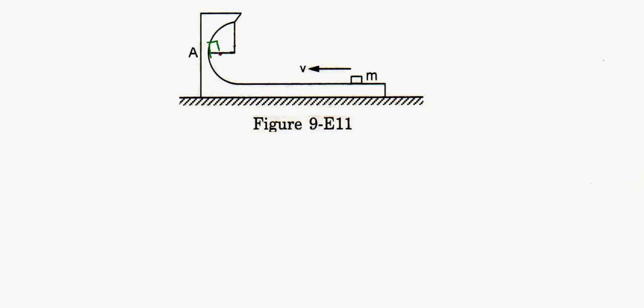When the smaller block reaches the point A, let's put an observer at the point A. The observer will find that the block is only moving vertically upwards, that is, not having any horizontal velocity. So the velocity of small m with respect to capital M, because we have attached the observer to capital M, is Vm minus VM. These are with respect to the ground.